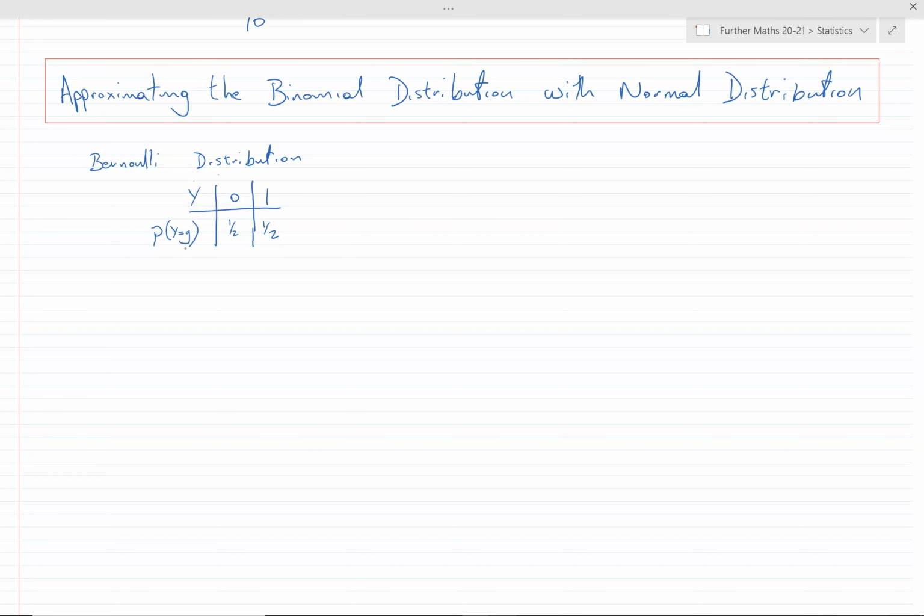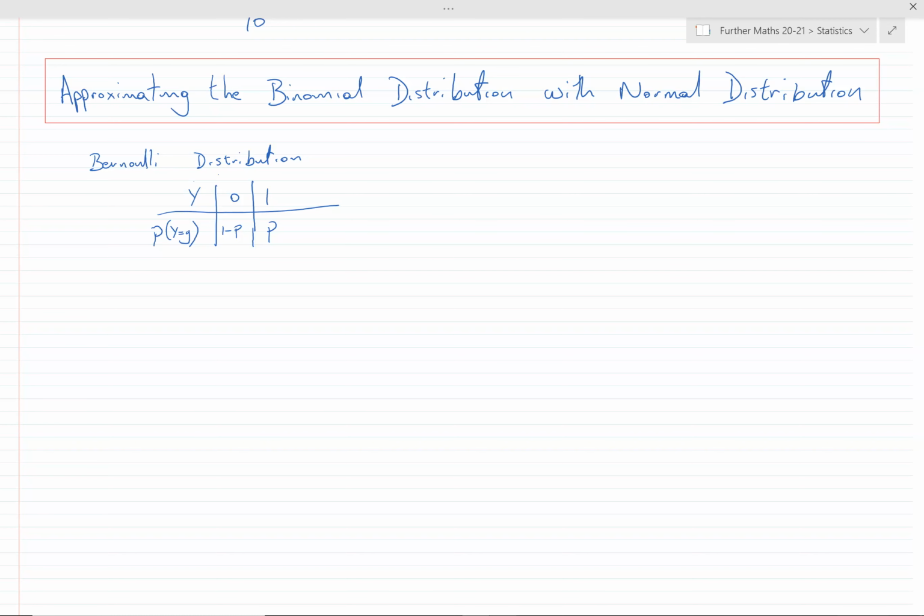It's a special case of the binomial with one trial and probability, actually it doesn't have to have probability a half. It could have probability p and 1 minus p. P is the probability of success occurring and 1 minus p is the probability of it not occurring. So that's a Bernoulli distribution.